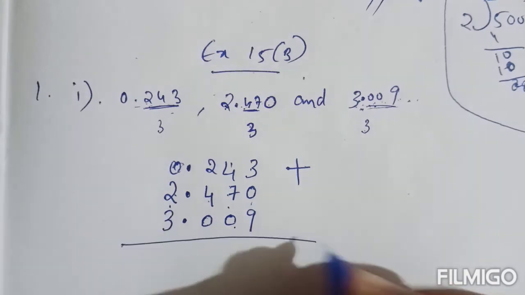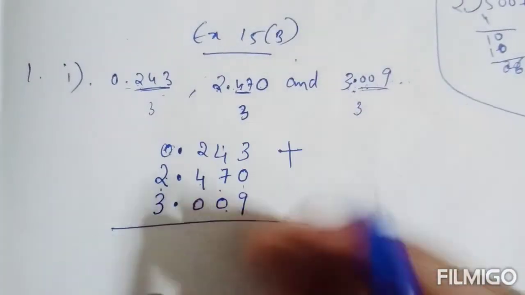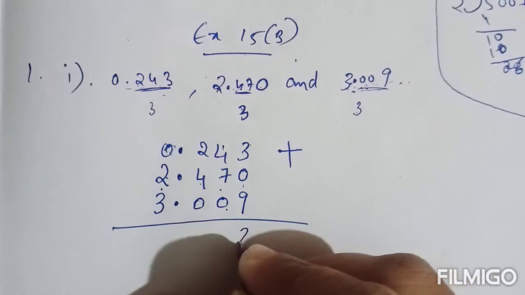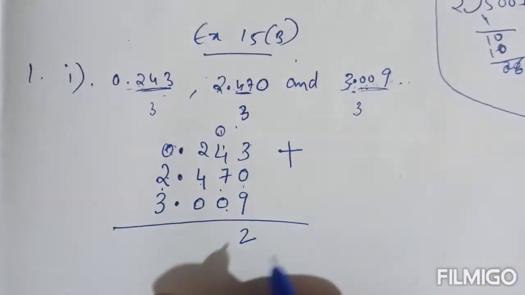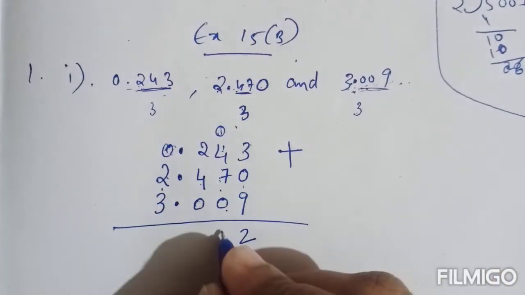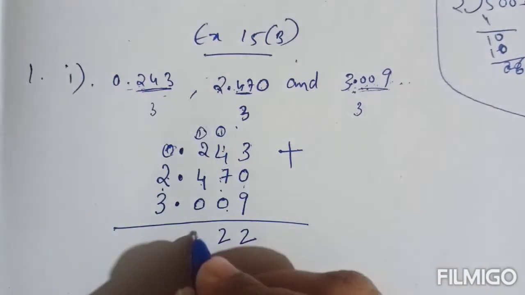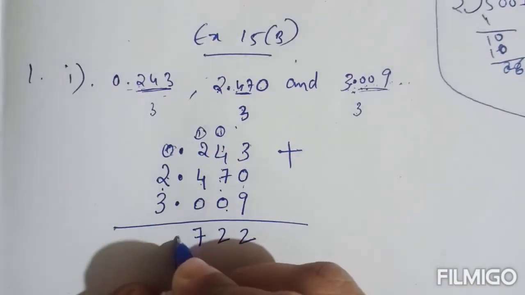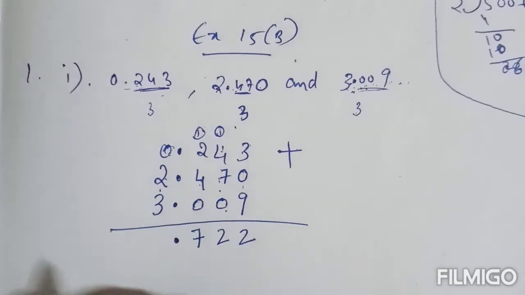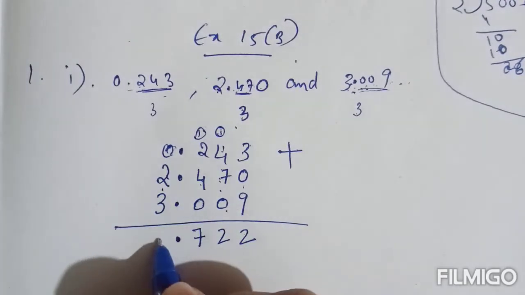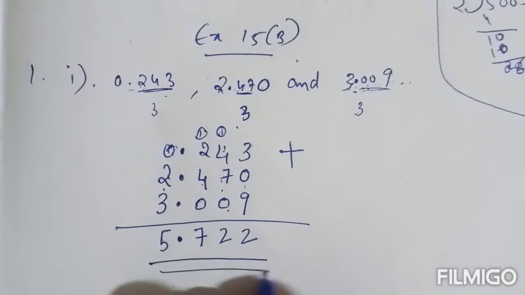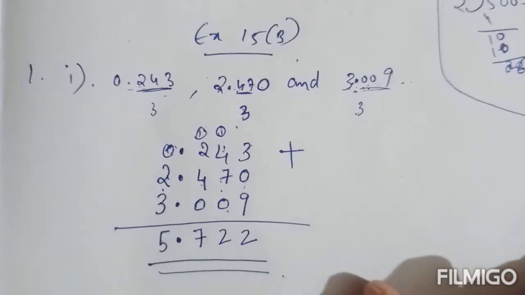Okay, now you can add starting from the right end. 9 plus 3 is 12, carry over 1. 4 plus 1 is 5, plus 7 is 12, carry over 1. 4 plus 2 is 6, plus 1 is 7. Decimal point. Now 3 plus 2 is 5. So 5.722 will be the answer.